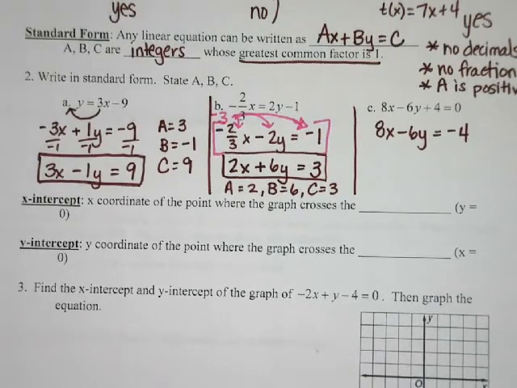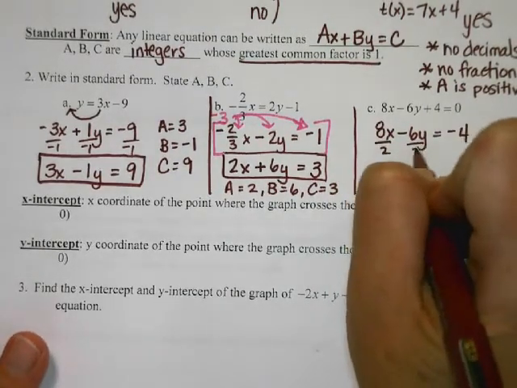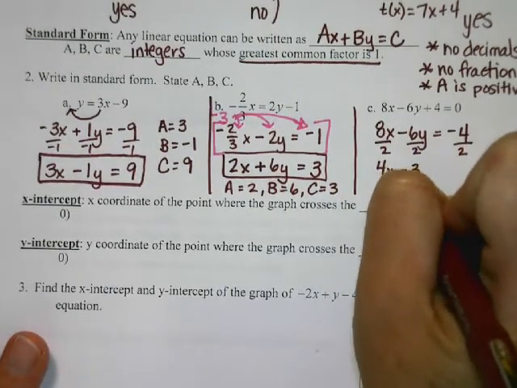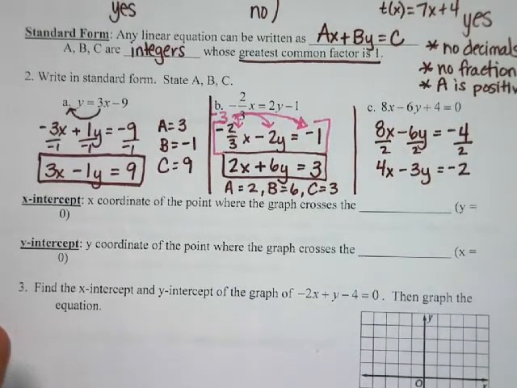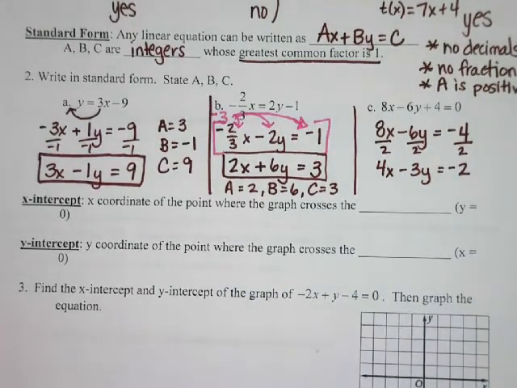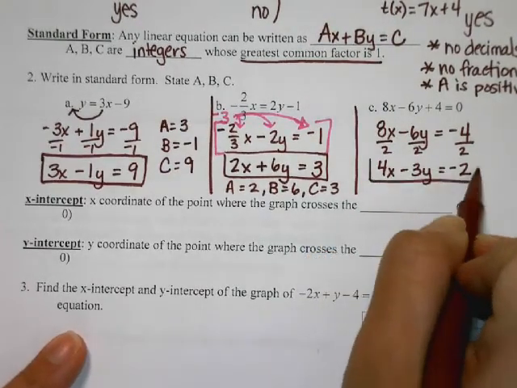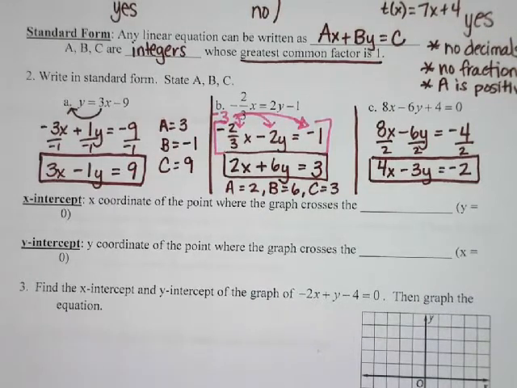Do they have something in common? Is there some number I could divide all three of those by? 2. Let's do it. A is positive. We don't have decimals. We don't have fractions. They don't have anything in common. So 4x minus 3y is equal to a negative 2.